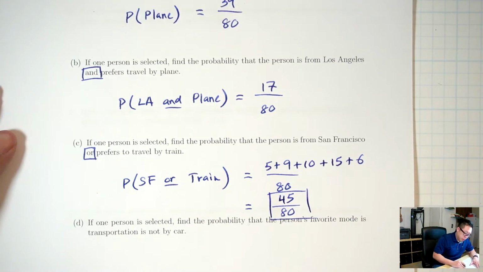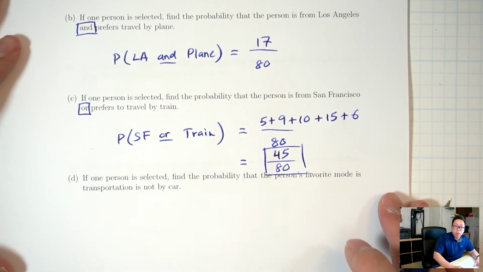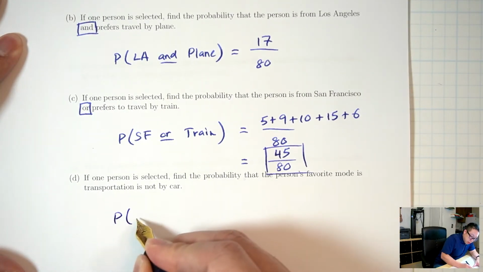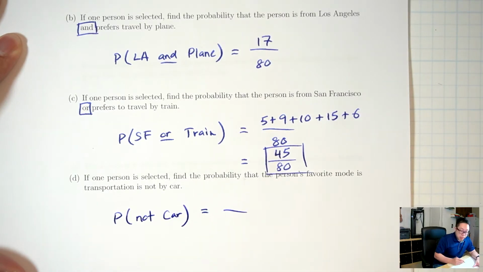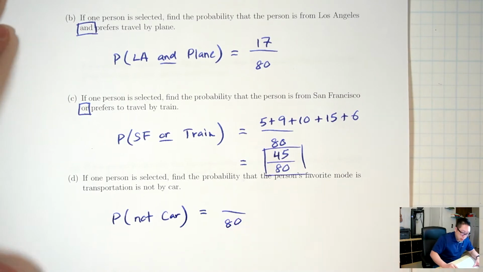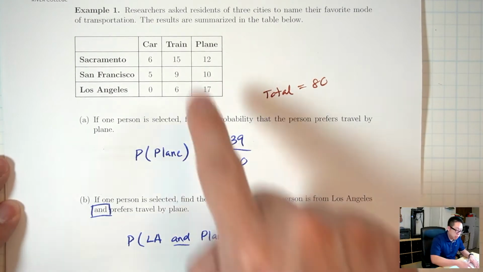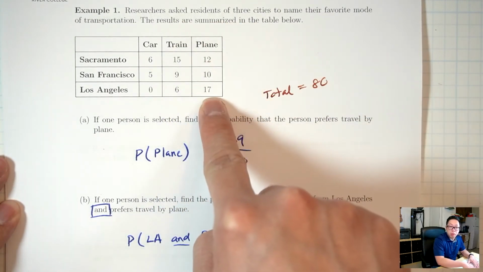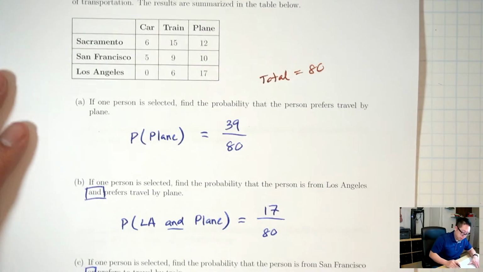Part D, if one person is selected, find a probability that the person's favorite mode of transportation is not by car. In symbols, we're looking for probability of not car. Bottom still going to be everybody, which is 80. And then for the top, I want not car. So not car numbers would be the train numbers and the plane numbers together. So 15 plus 9 plus 6. And then plus 12 plus 10 plus 17. And that's 69.